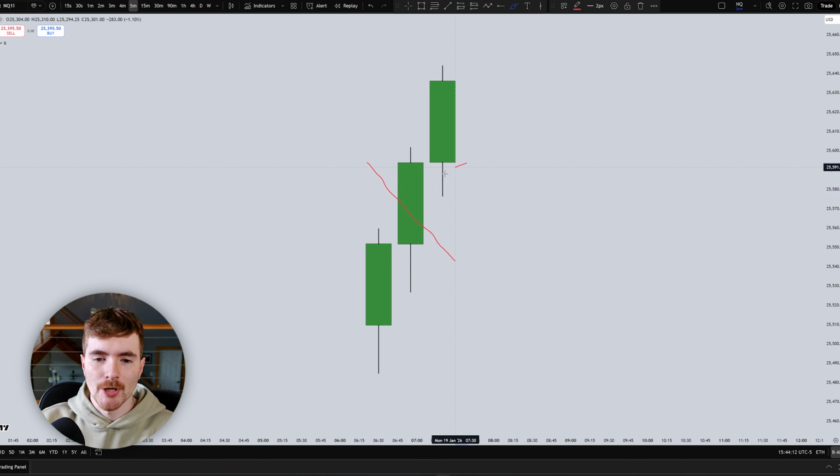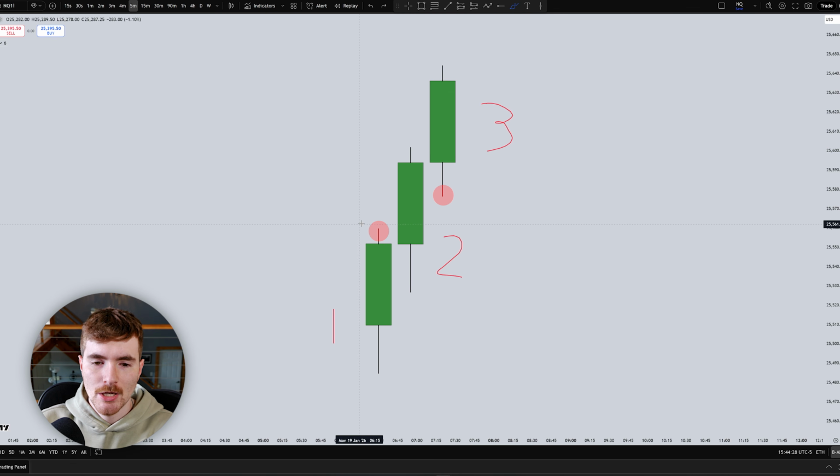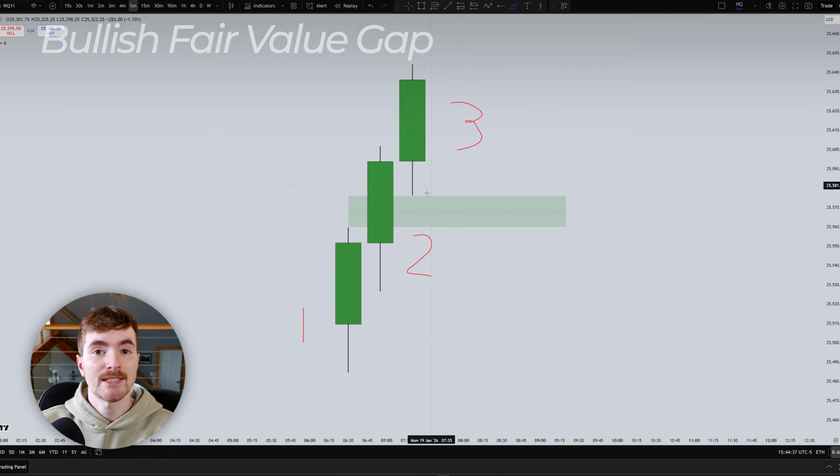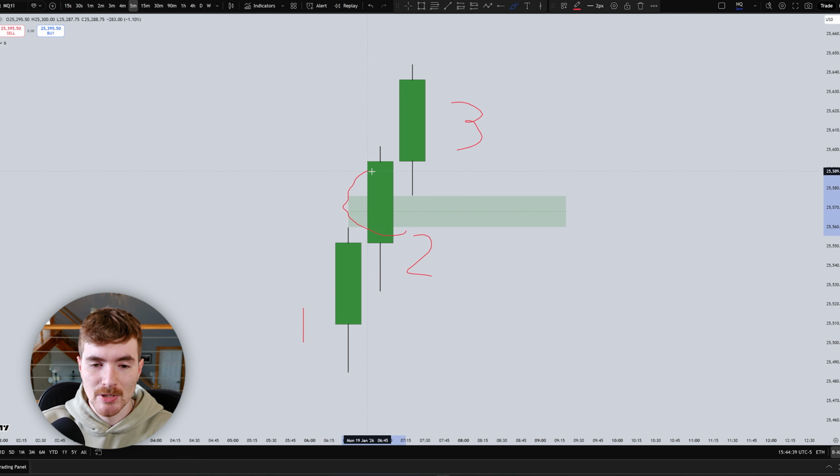Fair value gaps are not random. They come from a very specific 3 candlestick sequence: candle 1, candle 2, and candle 3, in which the wick of candle 1 and the wick of candle 3 do not touch, which leaves behind what we call a bullish fair value gap. Now, I say this is bullish simply because this middle candle here displaced higher, and that's where we had the gap between these two candles' wicks.